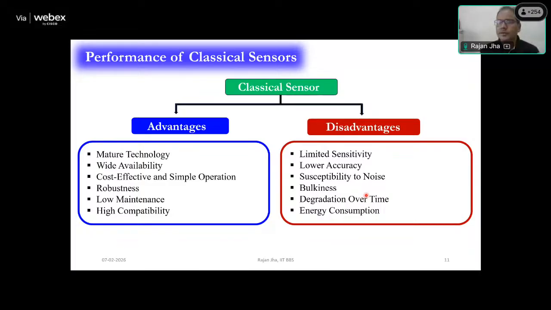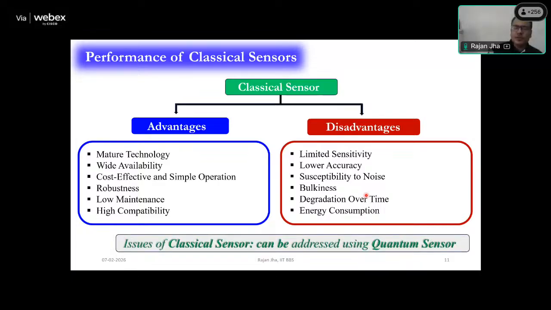and it requires a lot of energy to operate. And these systems also degrade over time because they are working in rugged environments. So it is expected that they will degrade over time. So these are some of the disadvantages and advantages of classical systems and the quantum systems.